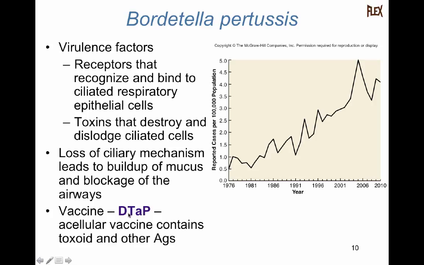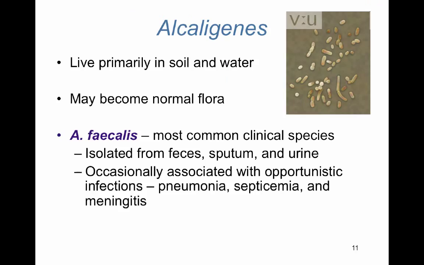There is a vaccine available, DTaP, which contains toxoid and other antigens for other infectious diseases. Now we also have Alcaligenes faecalis. So this is another one that's occasionally associated with opportunistic infections and actually may become a normal microbe.